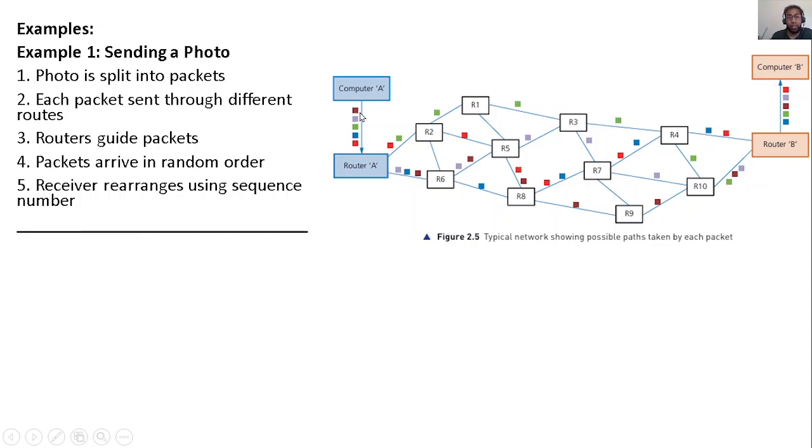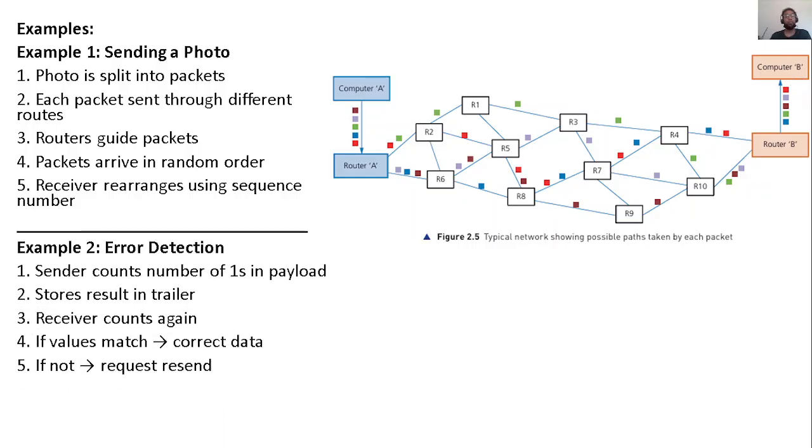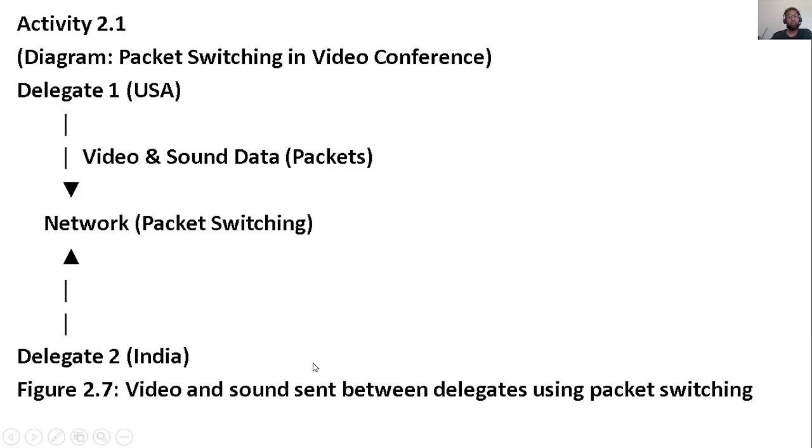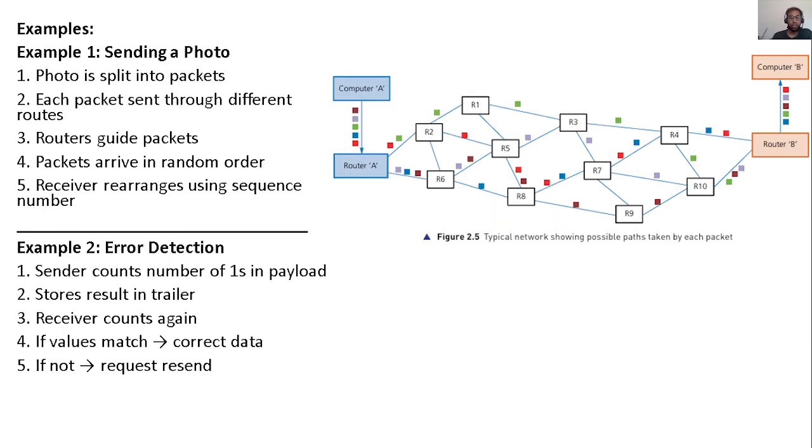You can see from the packet colors that these are the packets sent in different order, and here the packets are received in different order. What computer B does is reassemble those packets, and for that, of course, it does error detection by counting the number of ones. So this is the next topic.